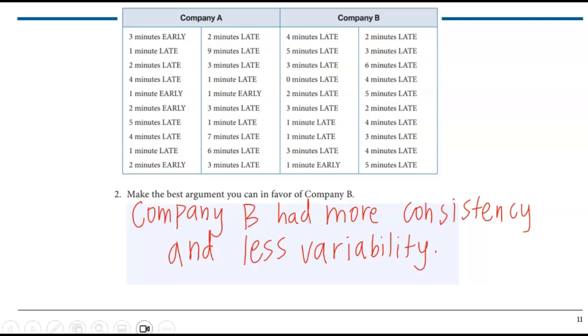I'm just kidding. As a company, what do I want more? Consistency. So who should I be picking? B. Yep. So you want to be a business owner, Frank? You want to be a business owner? No? Okay. Yeah, you want someone that's more consistent rather than all over the place on their delivery times.